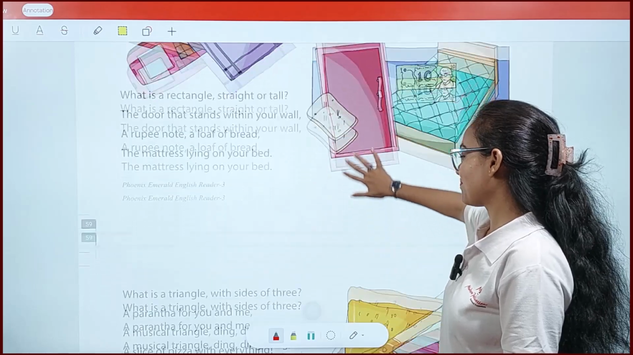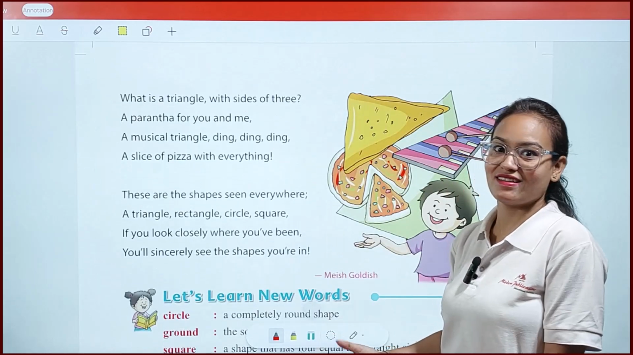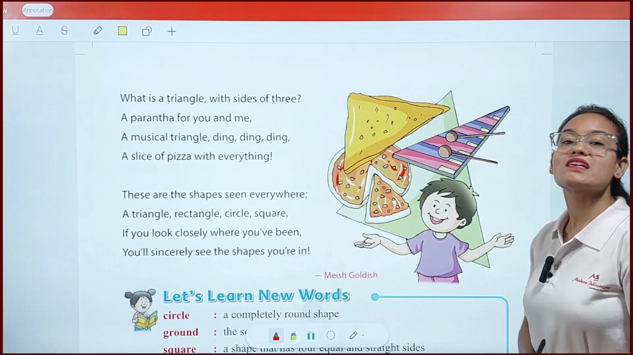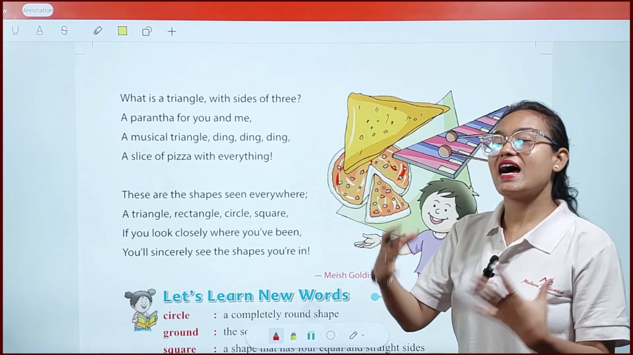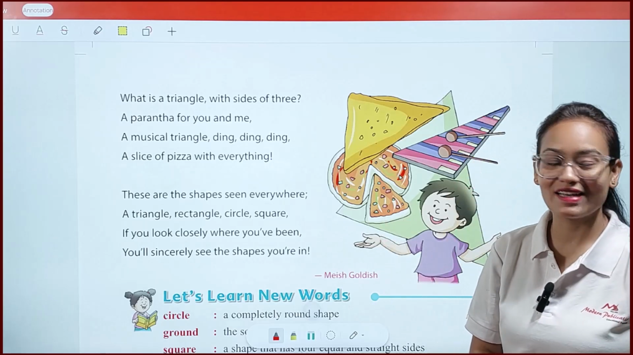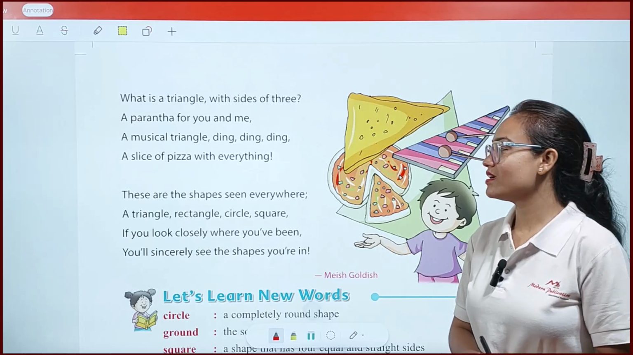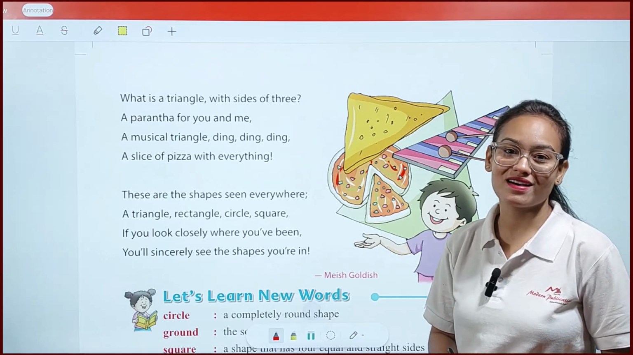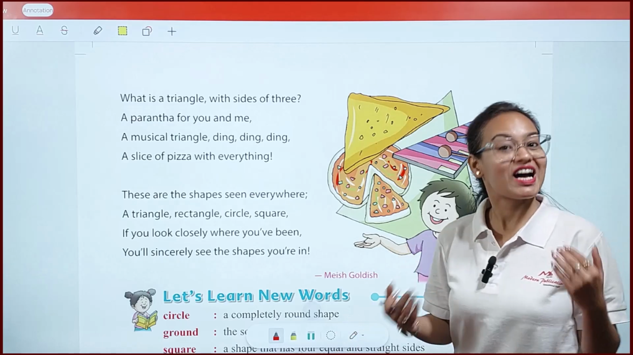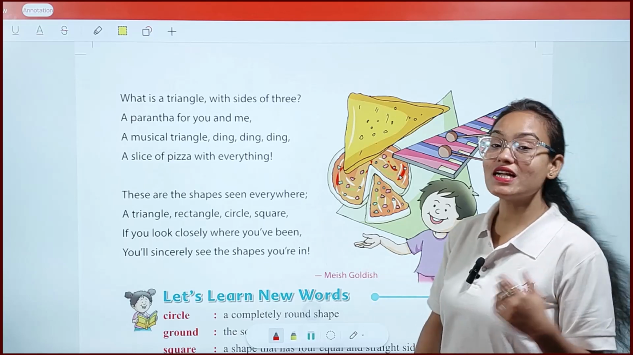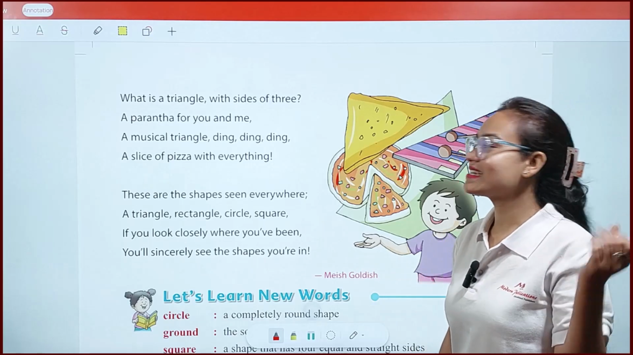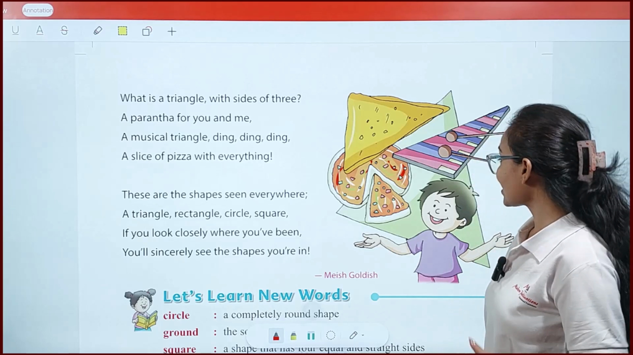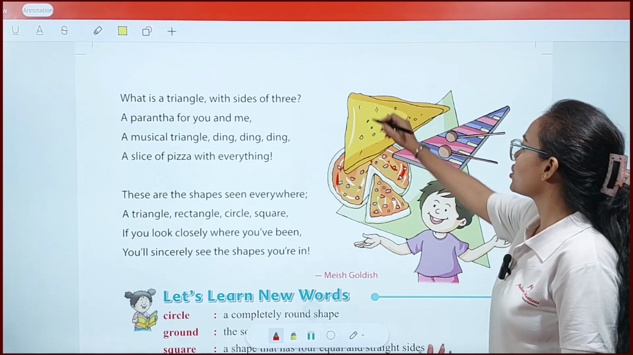Now, after circle, after square, after rectangle, what are we going to see? Another shape. What is triangle? Now, what is the meaning of triangle? Triangle means, tri means three. A shape having three sides only. A paratha for you and me. The best example and the tastiest example of triangle is paratha. You all love eating paratha. I also love eating paratha. A musical triangle. Ding, ding, ding. A slice of pizza with everything. So, the example of triangle is your paratha.